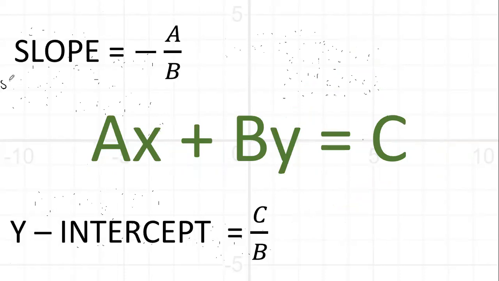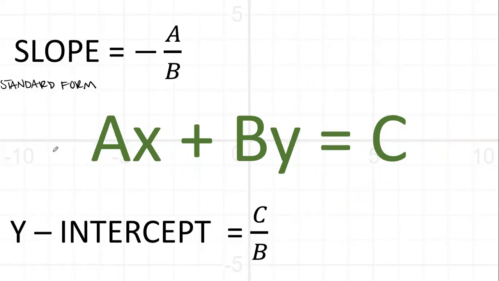This is called the standard form equation: AX plus BY equals C. So all of these are linear equations. It's just they're in different forms.